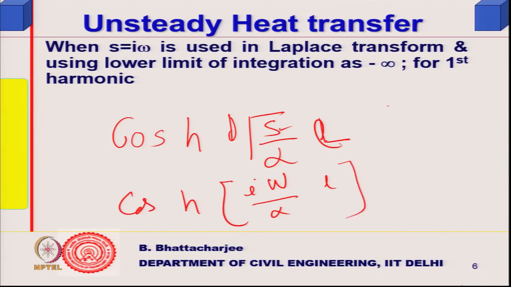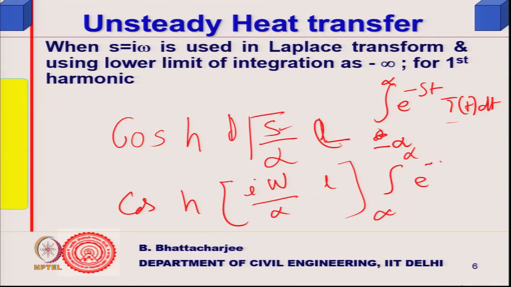And the Laplace transformation of temperature would be the integral of e to the power minus s t, T as a function of t, dt, and this was from 0 to infinity. Well, I can use minus infinity here, since from minus infinity to 0 the function is 0, right. So, I can use it like this, and s I am replacing, so minus s t becomes minus i omega t, from minus infinity to plus infinity, dt. What is e to the power i omega t?